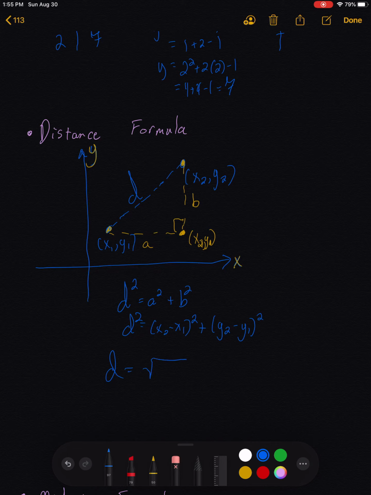distance formula, that d is the square root of x2 minus x1 squared plus y2 minus y1 squared. And that gives us the distance between 2 points on our coordinate system.